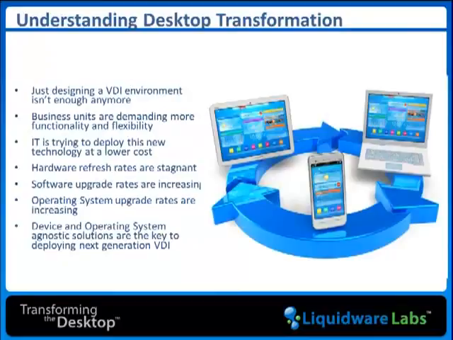Now, first, before we talk about anything else, we really need to understand what is involved with desktop transformation. So, a couple quick things. First, just designing a VDI environment isn't enough anymore. And this is because business units are demanding more functionality and flexibility. IT is trying to deploy this new technology at a lower cost. Hardware refresh rates are stagnant. Our software upgrade rates are increasing. Our operating system upgrade rates are also increasing. And our device and operating system agnostic solutions are the key to deploying next generation VDI. And we're going to talk a bit about each one of these in the presentation itself.